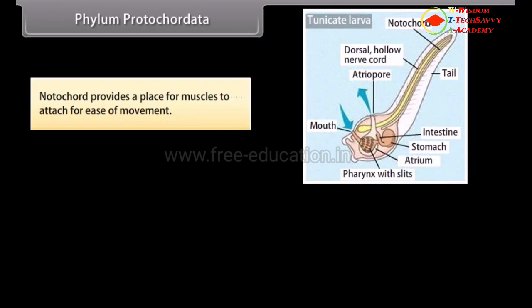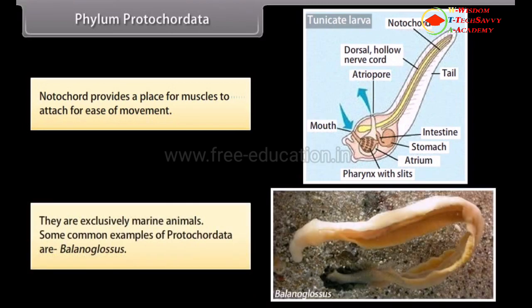Notochord provides a place for muscles to attach for ease of movement. They are exclusively marine animals. Some common examples of protochordata are Balanoglossus.